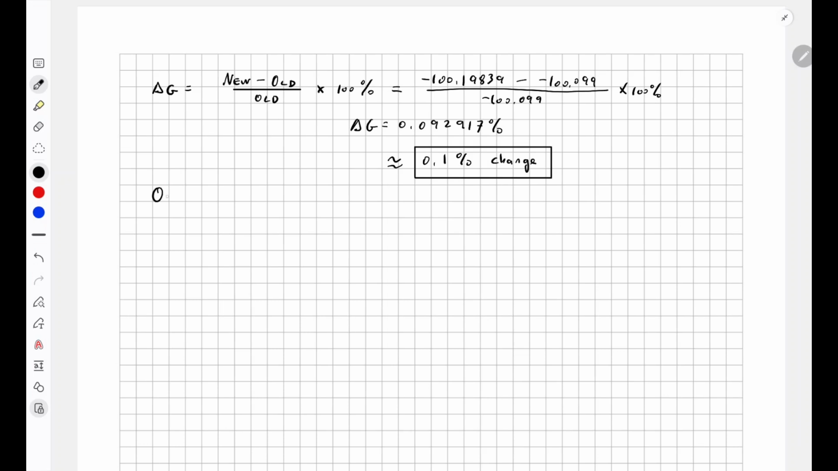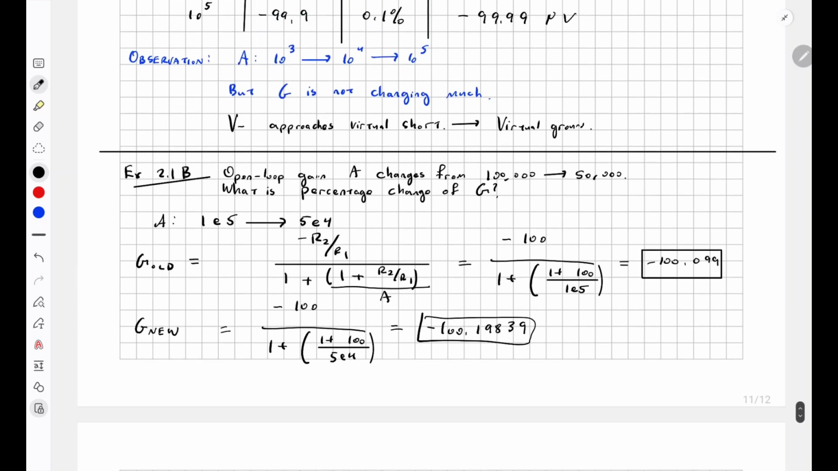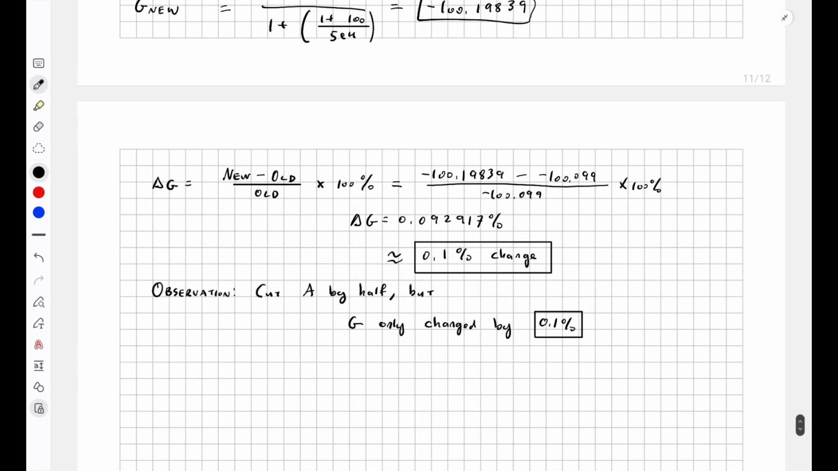So we cut the open loop gain by half, but G only changed by 0.1%. In other words, changing the open loop gain A has little to no impact on the closed loop gain G.